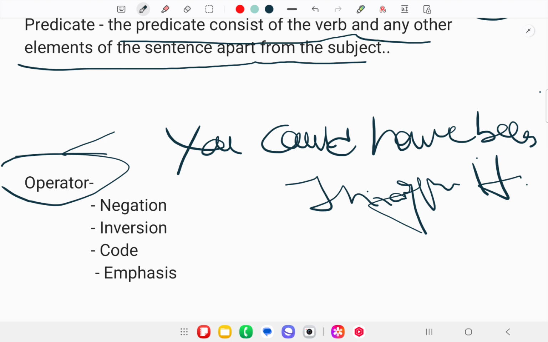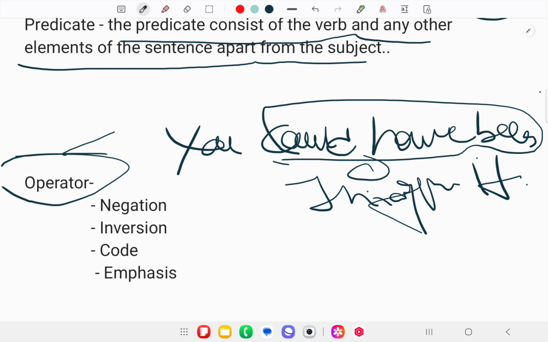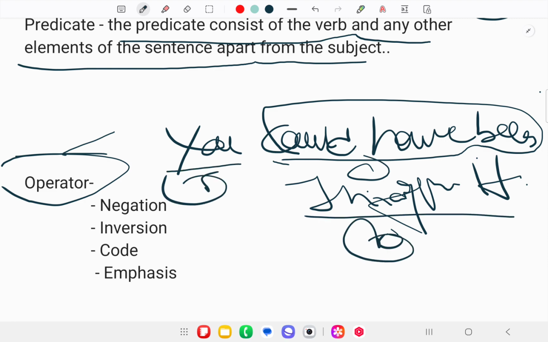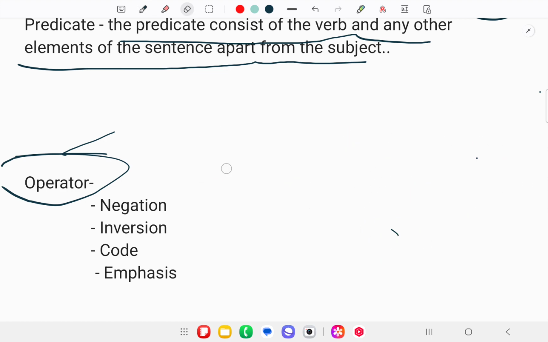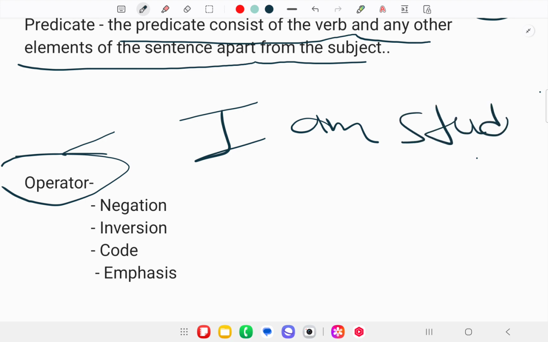Okay, so here this one is the operator person, this one is the subject person, and this one is, imagine it, the object person. Or we can also take any sample example, like if I say, I am student. Okay, so here I have taken the example I am student.